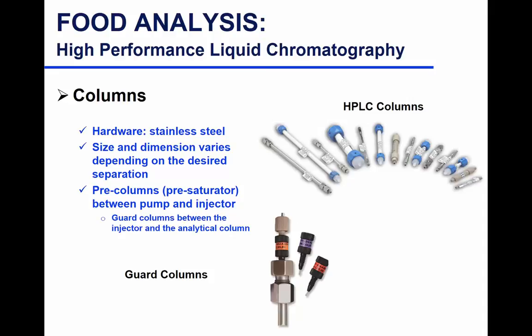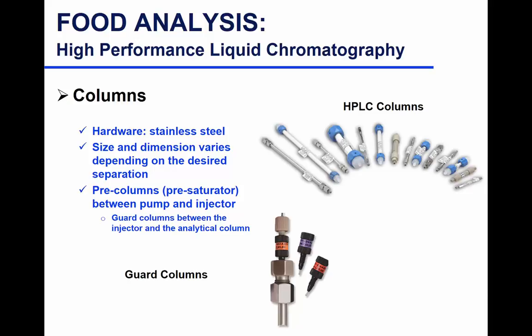Columns. The outer component of your column is stainless steel, and it is very sturdy and inert and withstands changes in pH and temperature. So it's a very sturdy material. And then your columns come in different sizes. You have a regular size column, which is a very common column size.